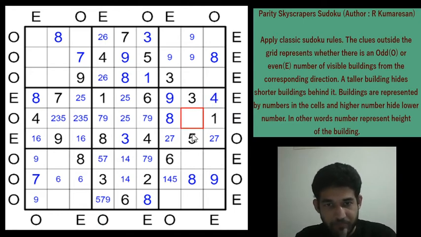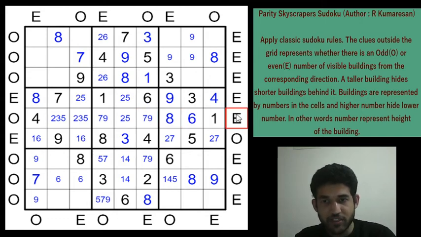And now this cell must be a 6, only possibility left, and you see an even number of buildings, right? 1, 6, 8 and 9. So this clue is satisfied.